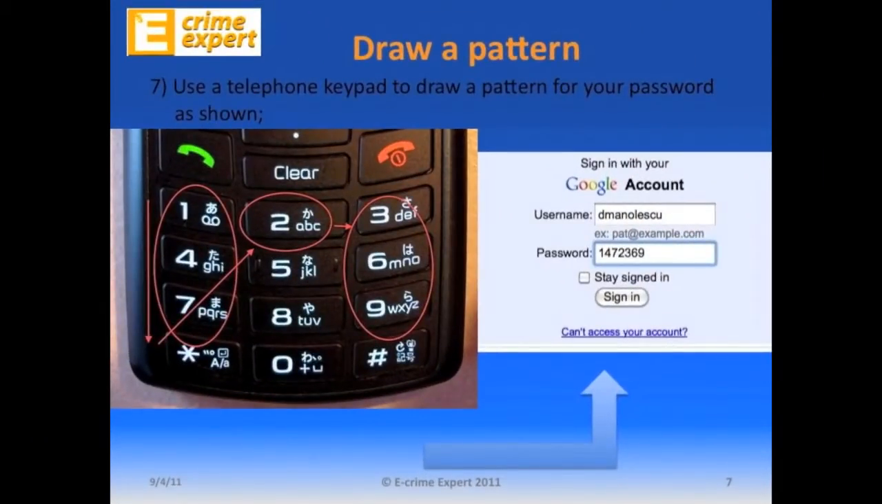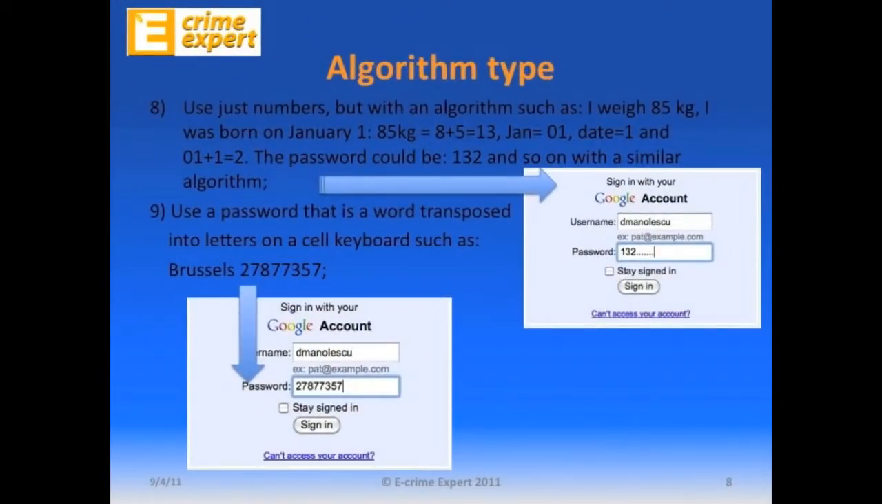Another technique for creating a strong password is to use a pattern. For example, you can use a telephone keypad to draw a pattern for your online password as shown here. The algorithm type of password involves only numbers. If you'd like to use numbers that have personal significance to you or are easy to remember, you can create an algorithm. For example, you can use your weight, let's say 85 kilos, and your birthday, let's say January 1st, and add these numbers. So 8 plus 5 would be 13, and 1 plus 1 is 2, which translate to a password with the numbers 132.